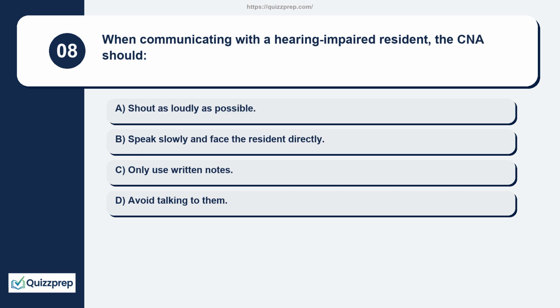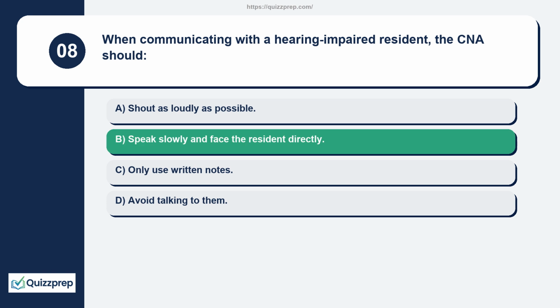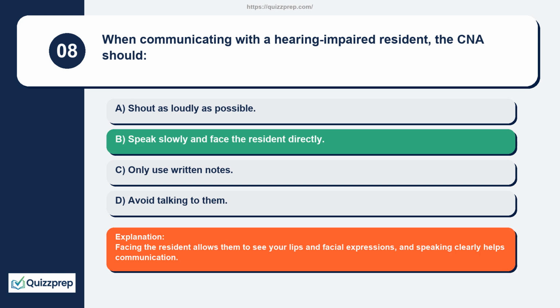Question 8. When communicating with a hearing-impaired resident, the CNA should: shout as loudly as possible; speak slowly and face the resident directly; only use written notes; avoid talking to them. Facing the resident allows them to see your lips and facial expressions, and speaking clearly helps communication.